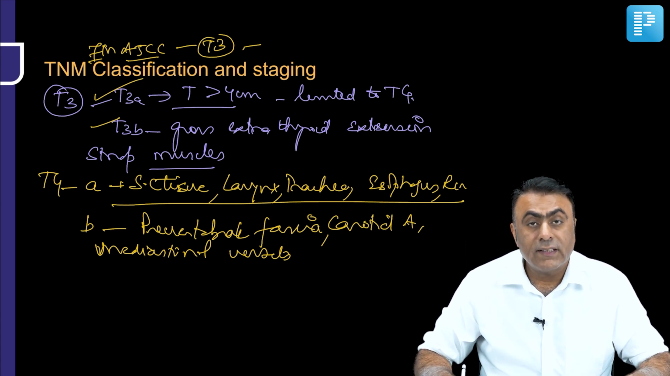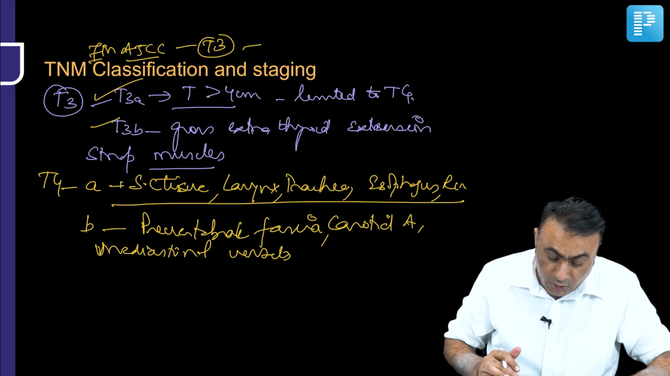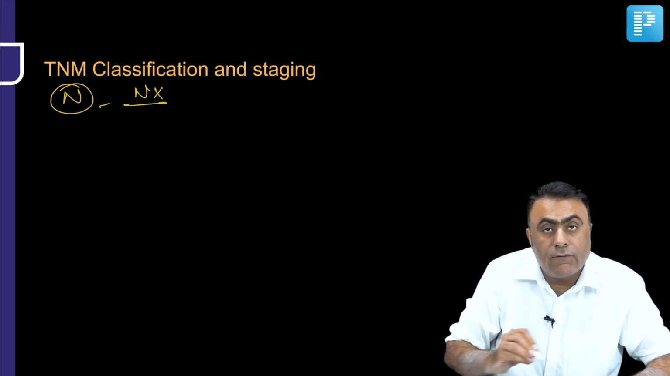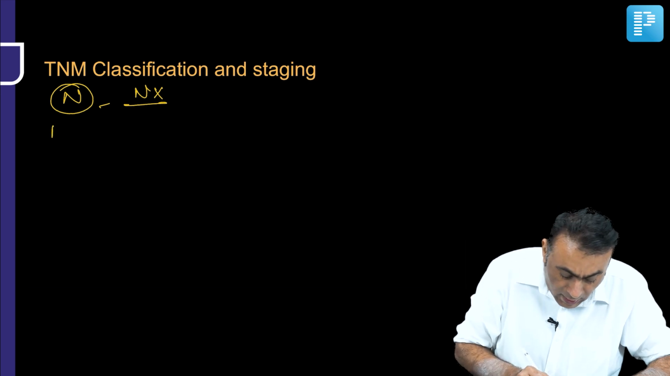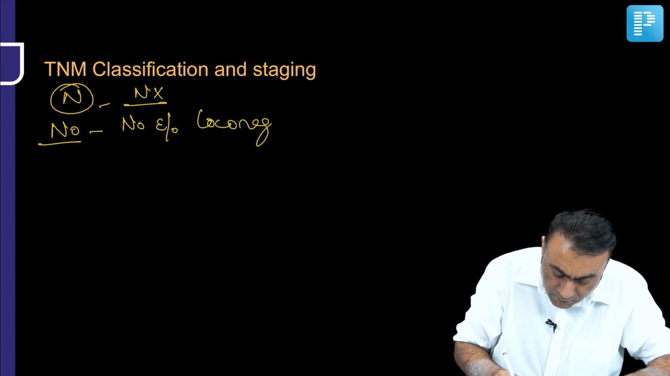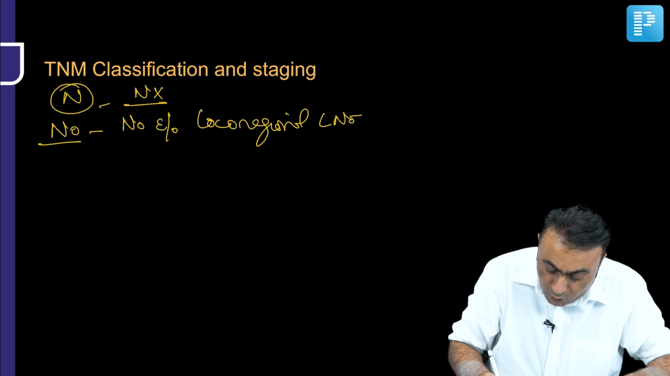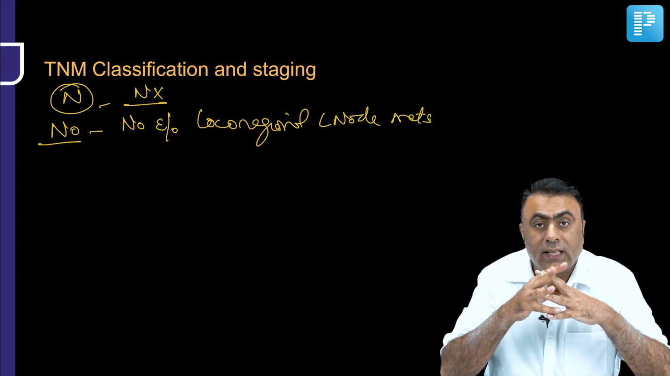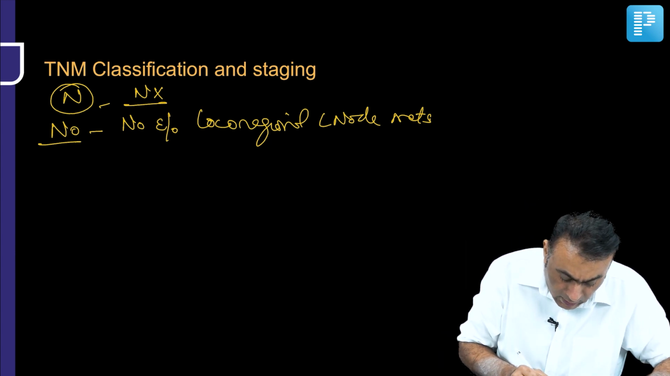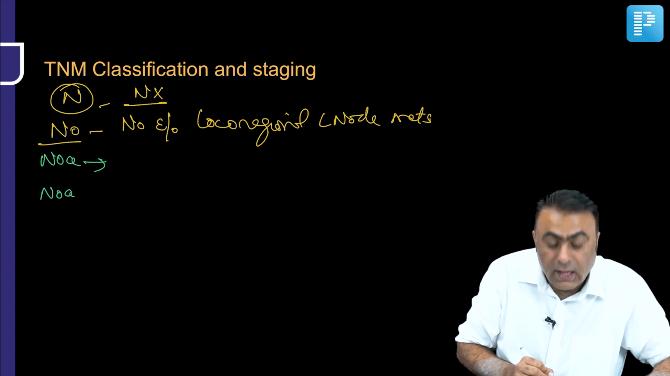Okay, so that is as far as the T classification is concerned. Now, if I talk about the N, the lymph nodes, again NX is where the lymph nodes cannot be assessed. Then N0, what is N0? N0 is no evidence of loco-regional lymph node metastasis. Now, there is something different here as compared to other malignancies, other TNM staging. N0 we divide into two groups, N0A and N0B. N0A and N0B.